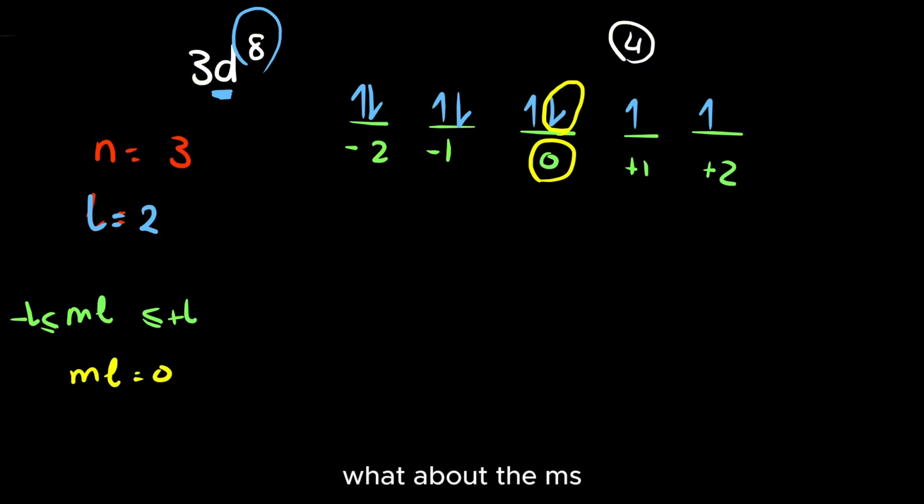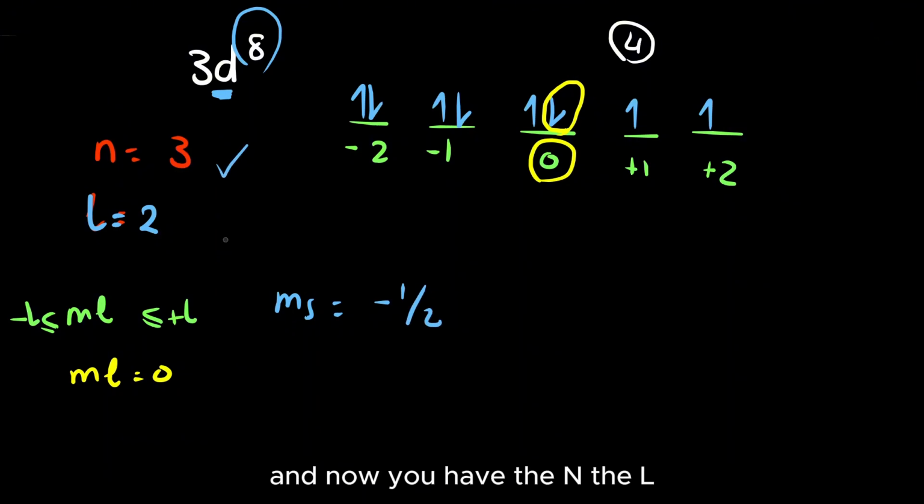What about the MS? It's going down, right? So the MS is negative half. And now you have the n, the L, the ML, and the MS.